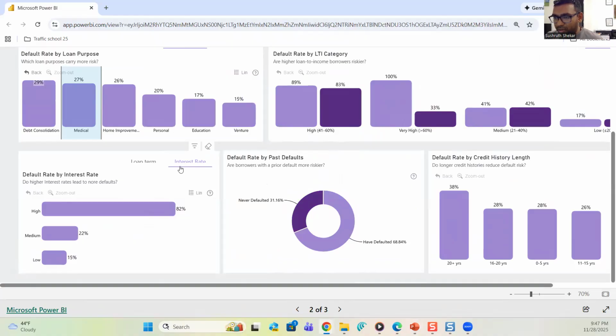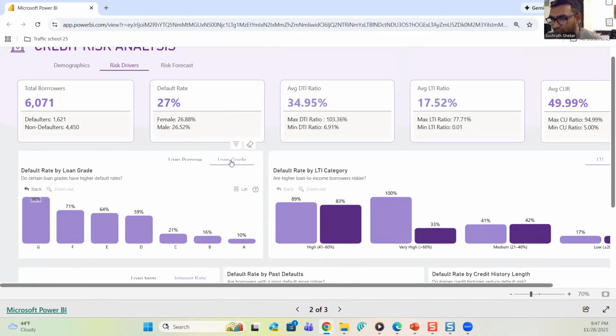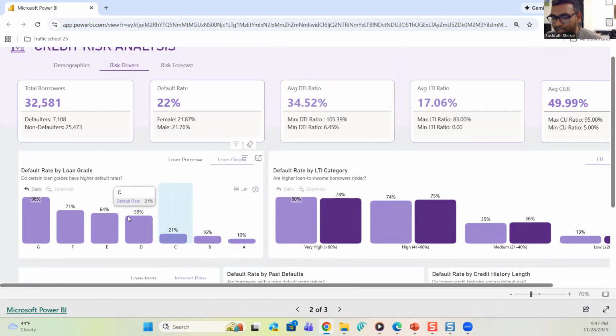If you click on loan grade, it's in here. If I click on this loan grade, it's not fully visible for some reason. Half the text is visible. So this is loan grade A to G. So I'm asking them, hey, do you need anything in terms of loan grade, right? This is what I'm asking about.